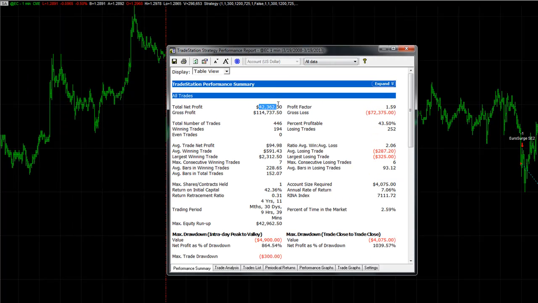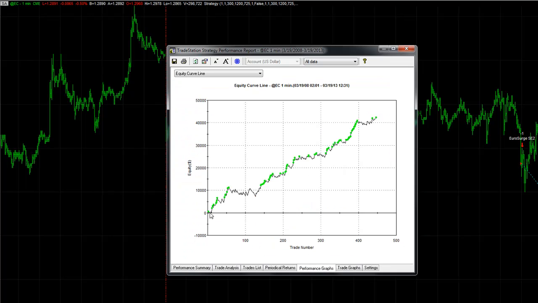Here are the results of $25 round turn slippage and commission. You see the total net profit. You see the drawdown on the performance report. There is the equity curve. You see an equity peak today with this trade. And so we went through a little drawdown, and then we're making equity peaks again.